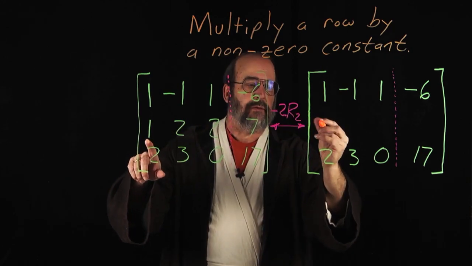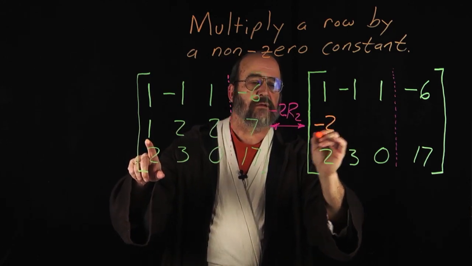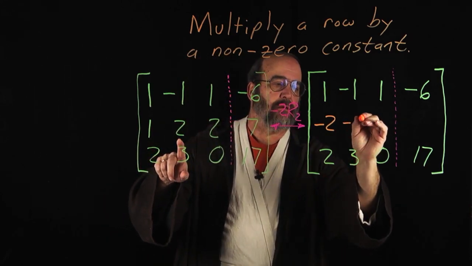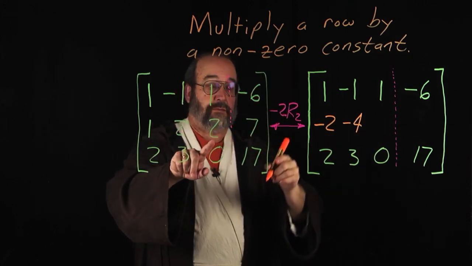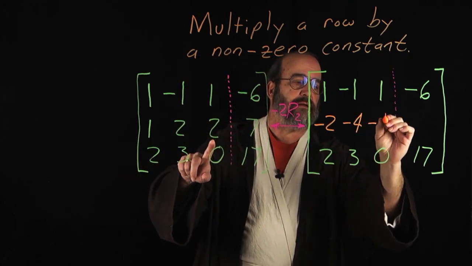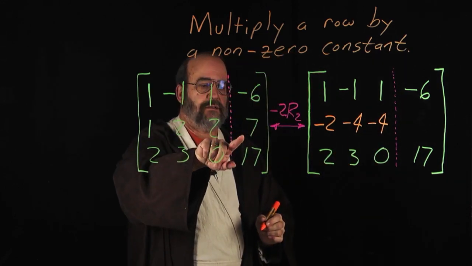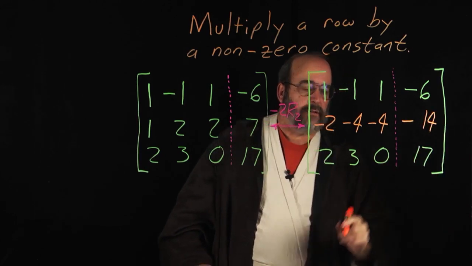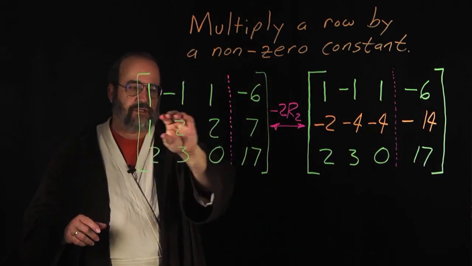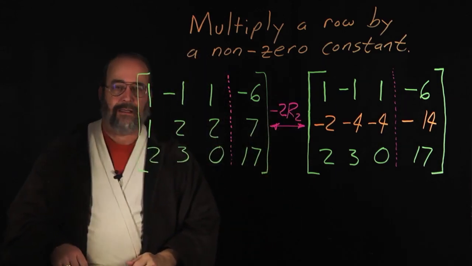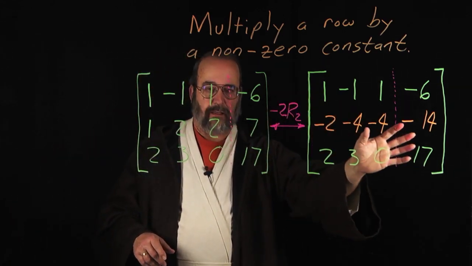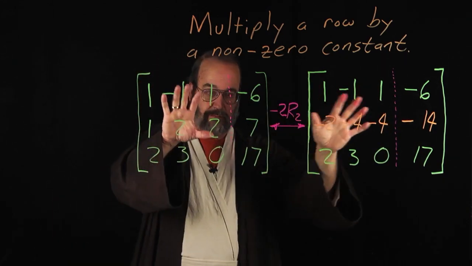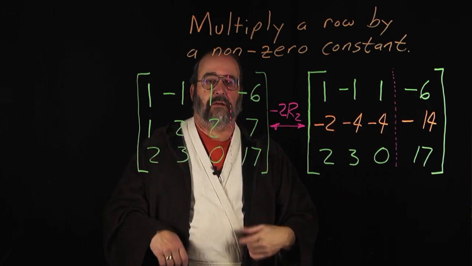1 times -2 is -2. 2 times -2 is -4. 2 times -2, once again, is -4. And then 7 times -2 is -14. So what we did is we performed an operation just on row 2 of multiplying it by -2. Now we have a new equivalent augmented matrix to this one. So they both are equal. Both of them are augmented matrices.